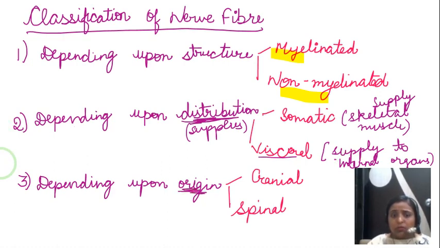And the third classification is depending upon the origin. What does it mean? It means from where the nerve fibers originate, right? So they told you depending upon the origin. We again have two types, that is cranial nerves and spinal nerves. For example, the nerves supplying the brain parts or the brain structure are called your cranial nerves, right? And the nerves which arise from the spinal cord area are called your spinal nerves.